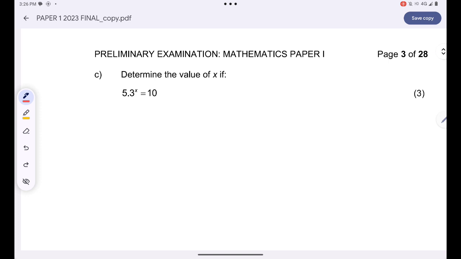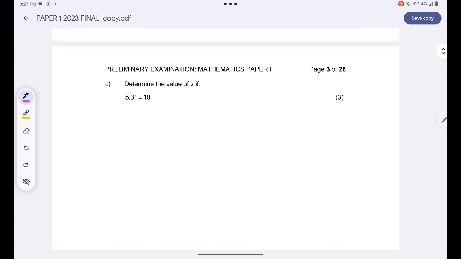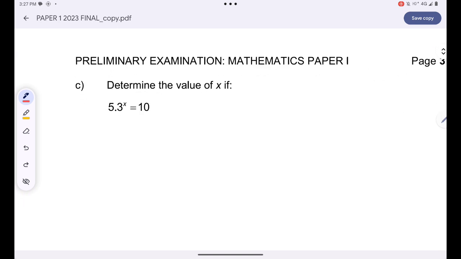Okay, and then now I'm supposed to determine the value of x if I'm given this equation. The first thing I need to do is to isolate the base that has the unknown. I must just isolate 3. How can I do so? By simply dividing both sides by 5. I will end up having 3 to the x is equal to 2. I cannot make my bases the same. All I can do is introduce logs on both sides. I'll end up having log of 3 to the power x is equal to log 2.